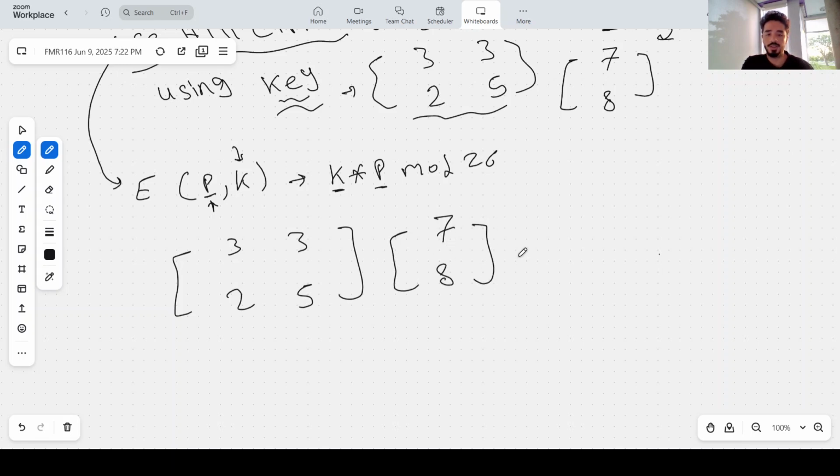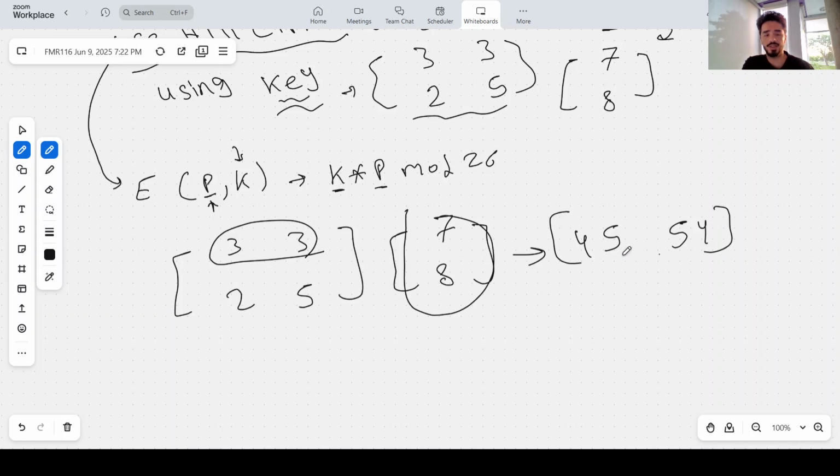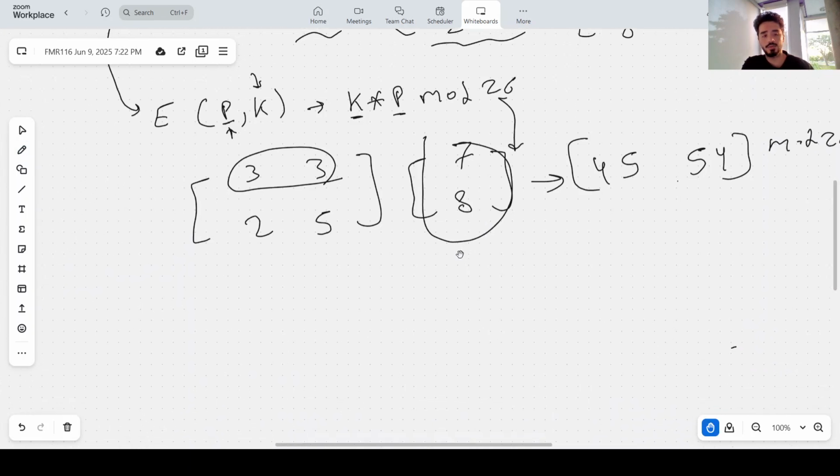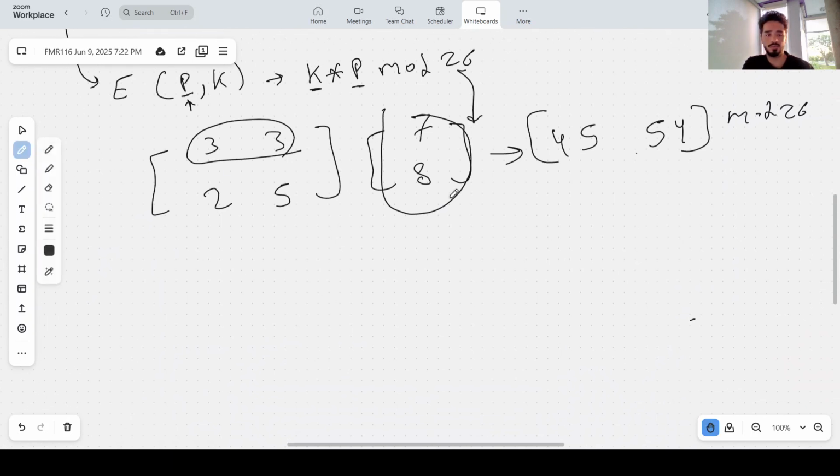When we multiply the first row by this column, 3 times 7 plus 3 times 8 is 45. And 2 times 7 plus 5 times 8 is 54. So this is our matrix. And we will do modulus 26 to get the following answer.